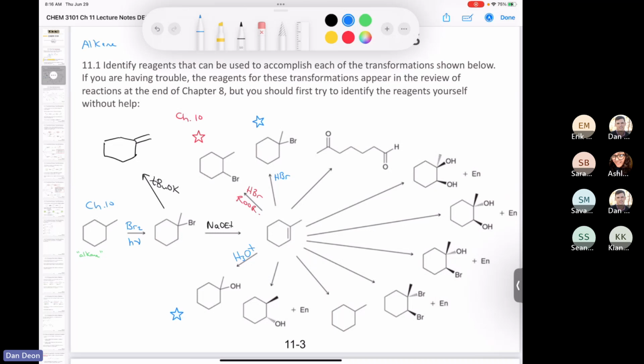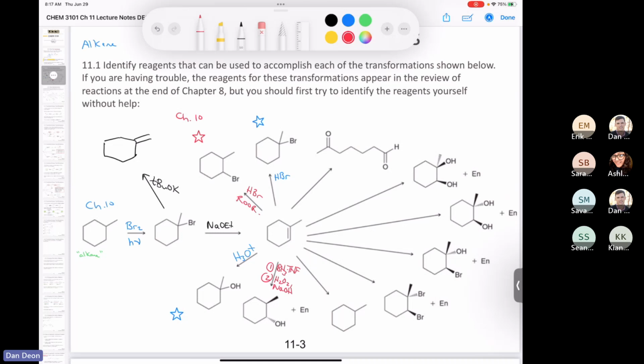The next one is anti-Markovnikov addition of water across a double bond. Remember that is achieved by a syn addition. So we're going to put here borane and THF in the first step. And then in the second step, we use hydrogen peroxide and sodium hydroxide.